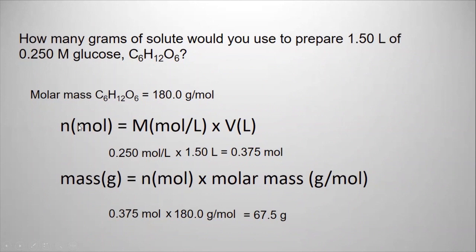So how do we get the number of moles? The number of moles is molarity times volume. The molarity is given, the volume is given, so we'll get the number of moles. How do you get the mass? Multiplying the number of moles times molar mass, that will get you the mass of sugar. So in this case, all that we need is 67.5 grams of glucose.